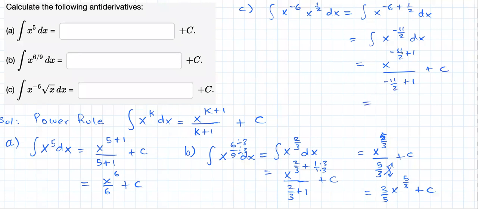Now, negative 11 over 2 plus 1 is negative 9 over 2. And this must be divided by negative 9 over 2 as well, plus a constant. And don't forget, dividing by a fraction is the same as multiplying by its reciprocal. So this finally will end up being negative 2/9 x raised to negative 9 over 2 plus a constant.